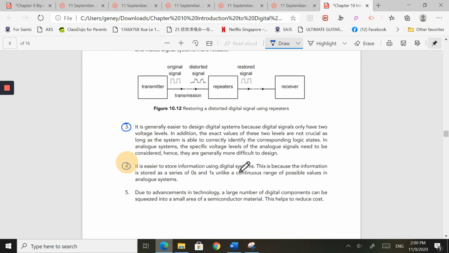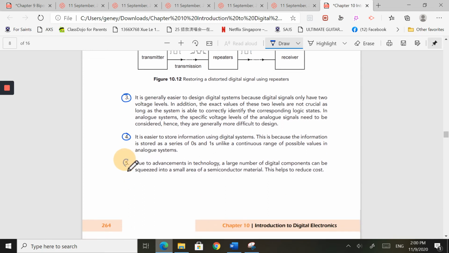This is where computers use digital signals to store information, zeros and ones. And because of this, larger components can be squeezed onto one semiconductor material. So your CPUs, your GPUs, they're getting more and more dense with more and more transistors, simply because all it needs to work with is zeros and ones, on, off, 0 volt, 5 volts. And this will eventually reduce costs.